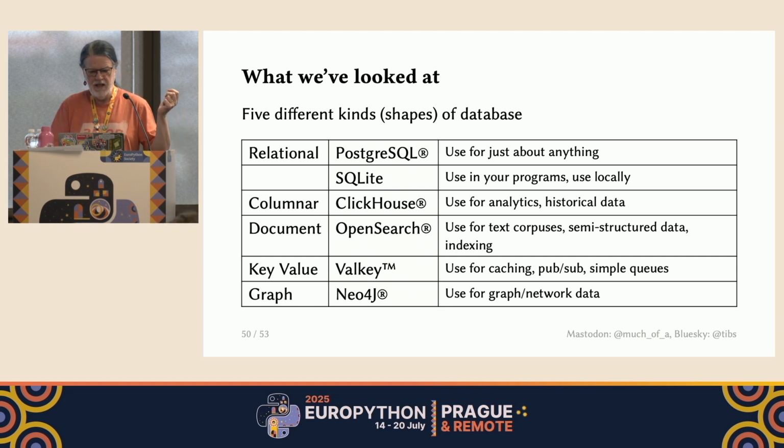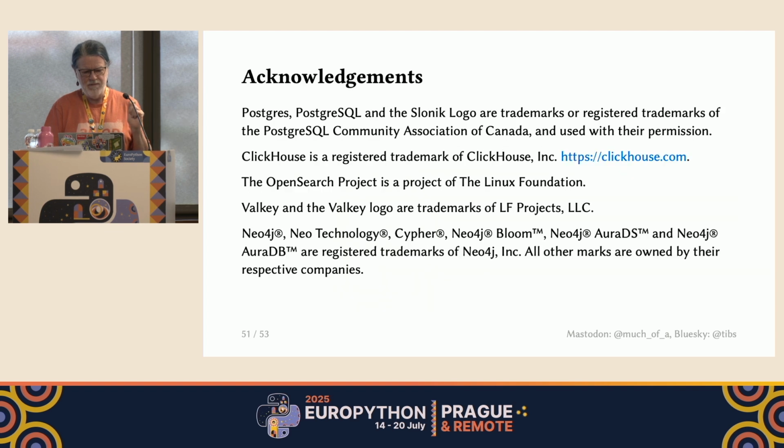It's very interesting. Columnar, ClickHouse, for analytics, for historical data, for data at scale. Document, for text corpuses, semi-structured data indexing, and again, data at scale. Key value for caching, but also for simple pub/sub and queues, things you didn't expect to be using databases for. And graph for graph network data, which everyone should play with at least a bit, just to break your mind.